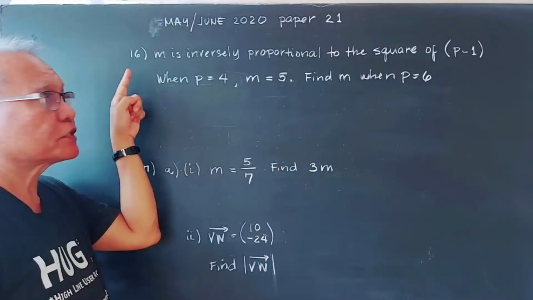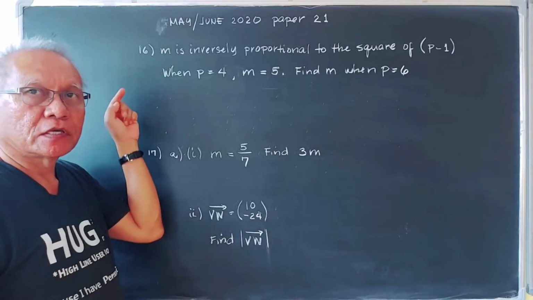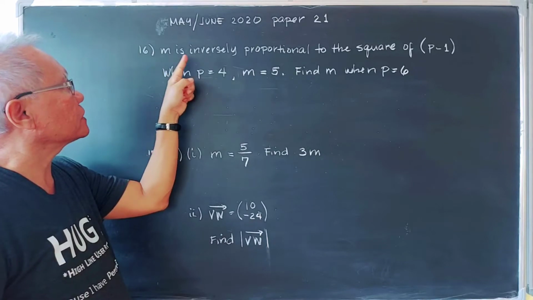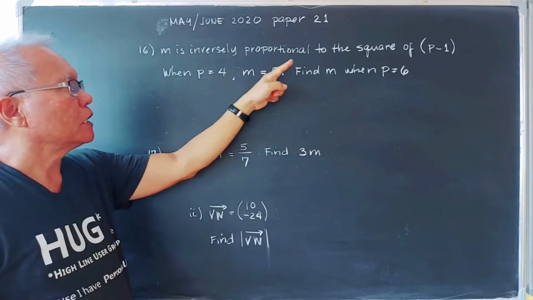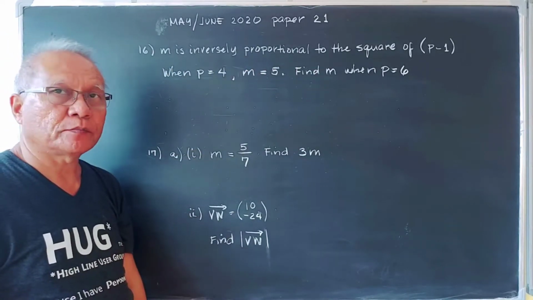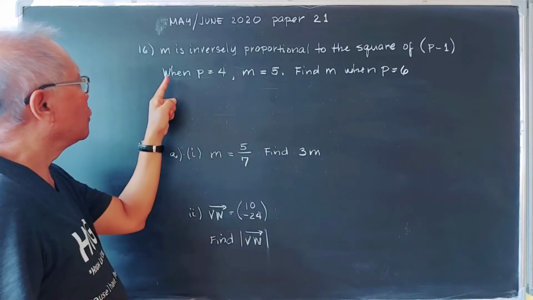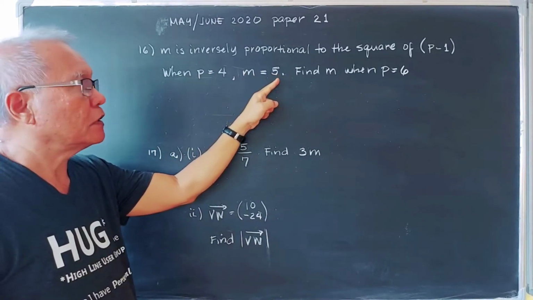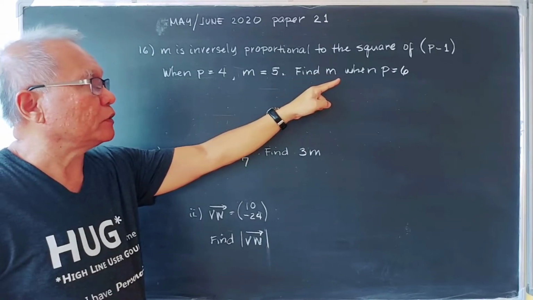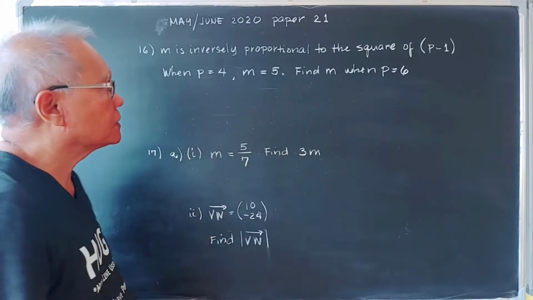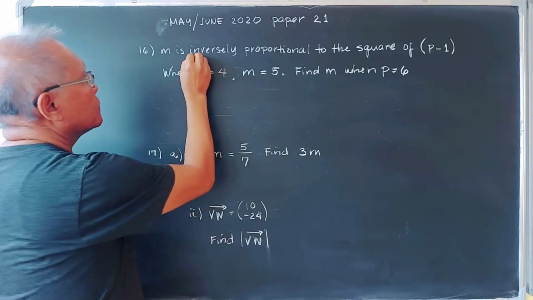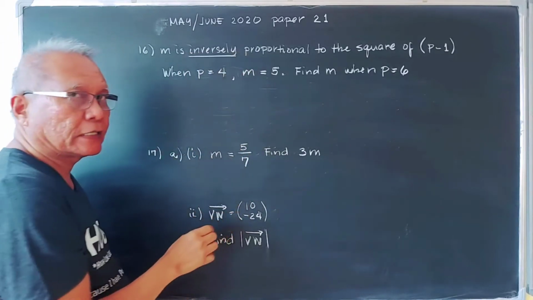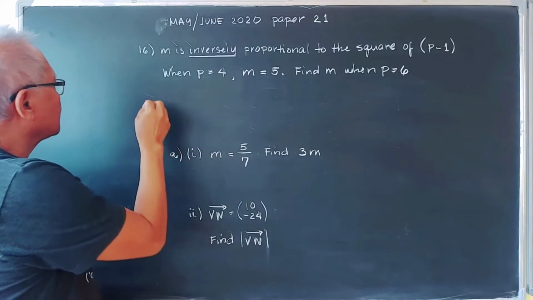IGCSE past papers, we have May/June 2020, Paper 21. Number 16: m is inversely proportional to the square of p minus 1. When p is equal to 4, m is equal to 5. Find m when p is equal to 6. So this one is inversely proportional, so let's write it in symbols.